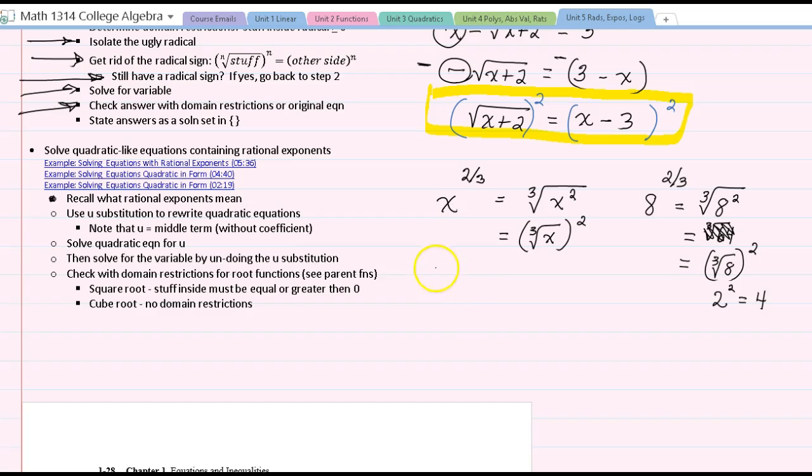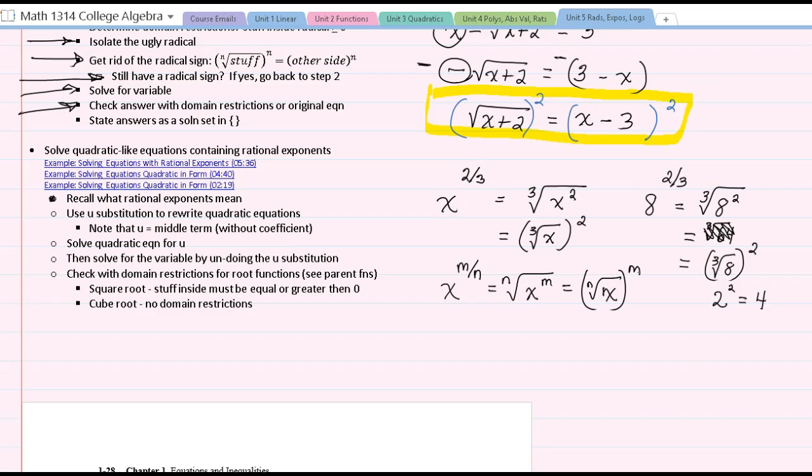So one of the big things I want to remind you of is that if you have anything that looks like the fraction m over n for your exponent, that is the nth root of x to the m power. And we can write it such that we have the nth root first and then the exponent of m. So either one of those will work.